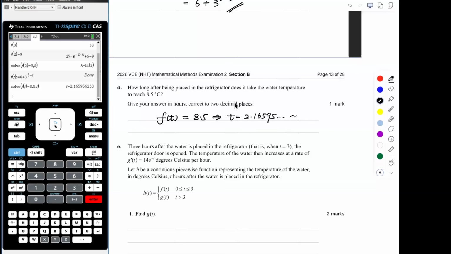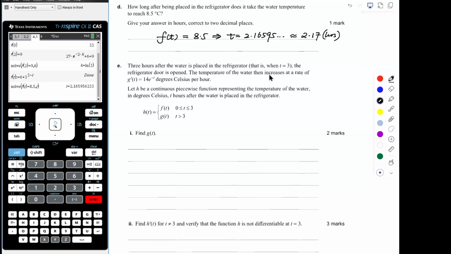3 hours after the water is placed in the refrigerator, t is 3, the refrigerator door is opened, the temperature of the water then increases at a rate of 14e to the power minus t as g dash t. h includes f and g, the two functions. It's continuous. Therefore, at t equals 3, the y values will be equal. So what I'll do is, first I'll get f of 3 for a continuous join.